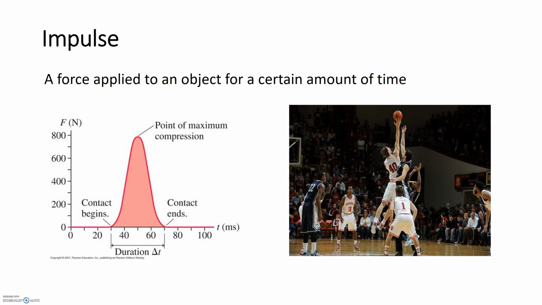Impulse. Impulse is a force applied to an object for a certain amount of time. The greater the force, the greater the impulse. And for an impulse graph, the impulse is the area under the graph. So you've got the point where it makes contact, and then as the contact gets bigger, it hits the point of maximum compression, and then it gets smaller again, and that duration is the impulse.